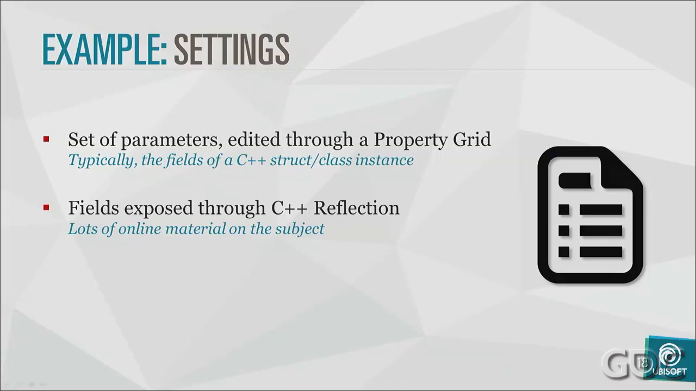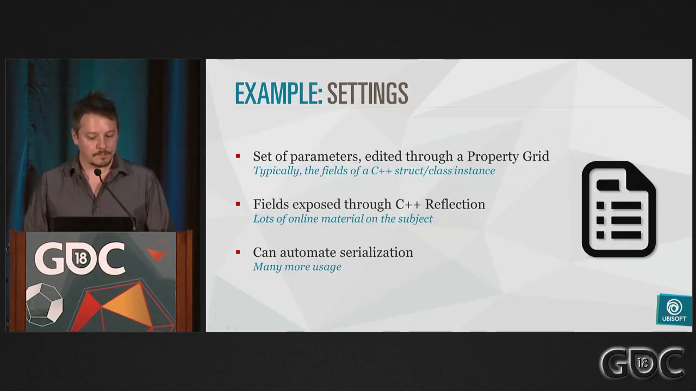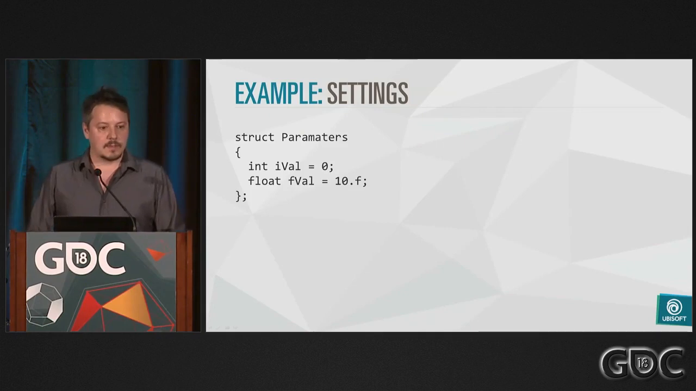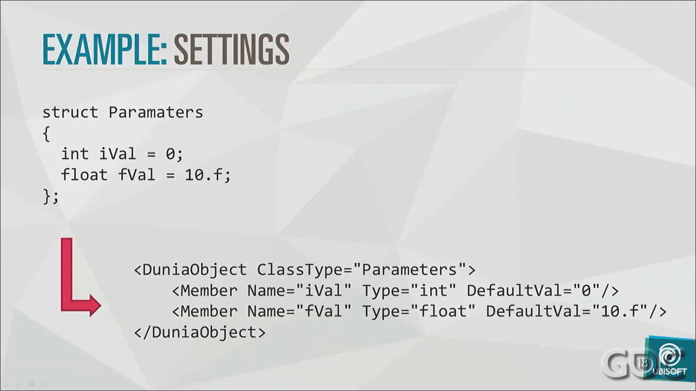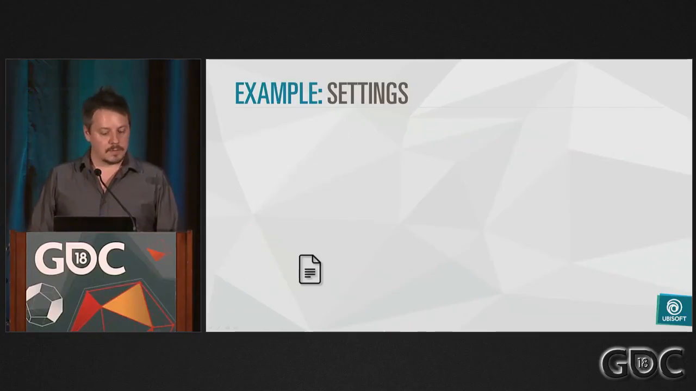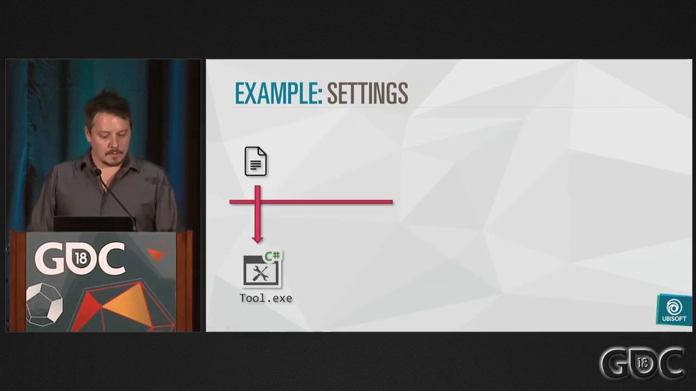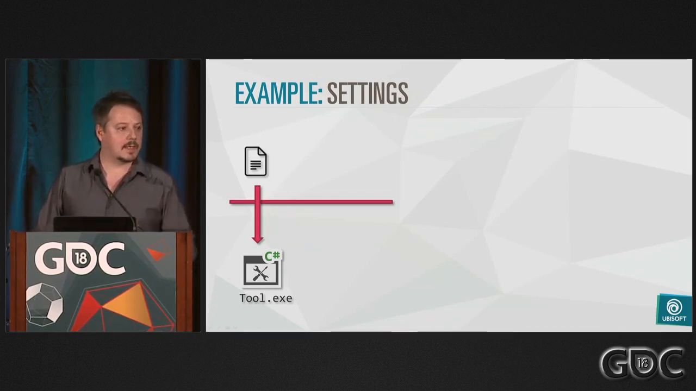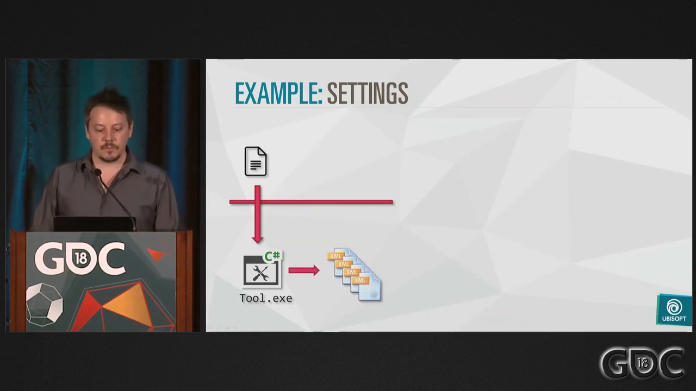But one thing we need to note about that is that thanks to C++ reflection, we can actually automate serialization. So imagine we have this structure that has two parameters, an int and a float. The idea here, using the reflection system, is to generate a file that describes this structure. Then this file can be used by your tools to edit those settings. So the tool can load this file, and you can then edit those settings through the property grid and save those results into different files for each instance that we want to make.